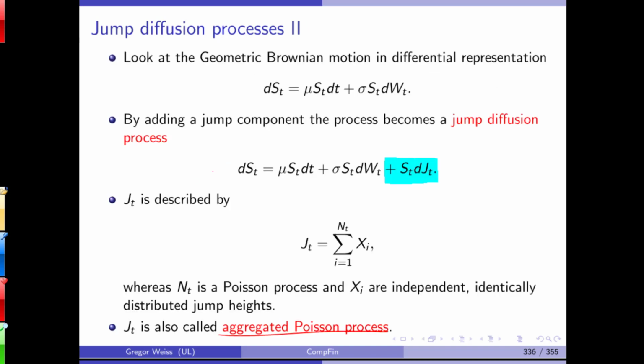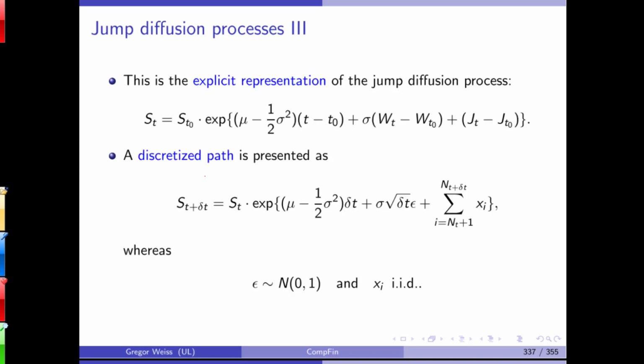Now, this is the differential notation. In the explicit representation, St is given by S0 times the exponential function, and so on. And you can discretize it, also diskretisieren, to calculate a path of a jump diffusion process. So St plus delta t equals the previous underlying price times the exponential function, and so on. And you have to include all this. Again, you can see it's still a geometric Brownian motion in it. So you need to simulate from a standard normal distribution to come up with one simulated path of the jump diffusion process.